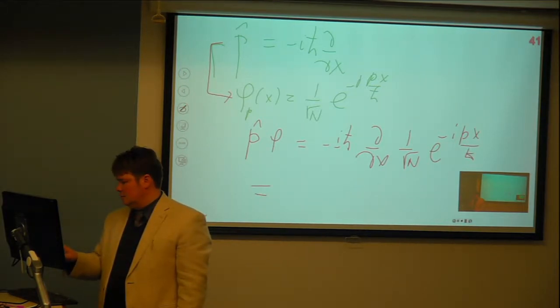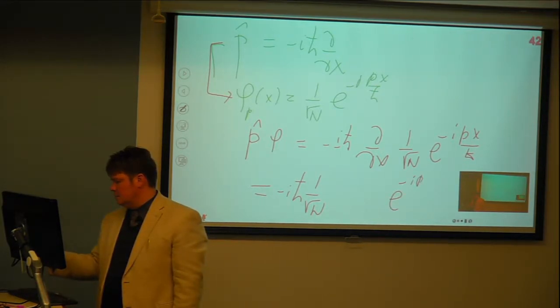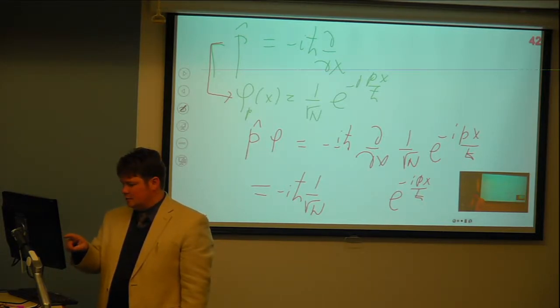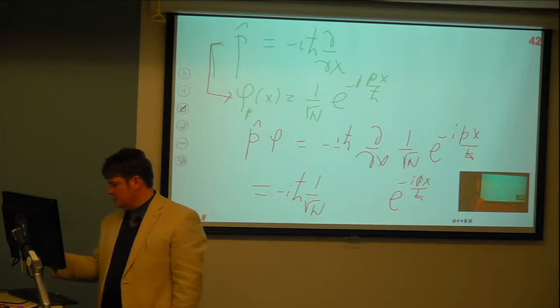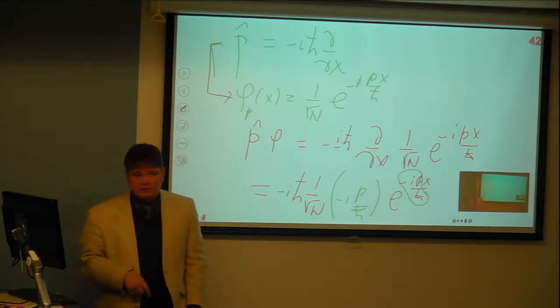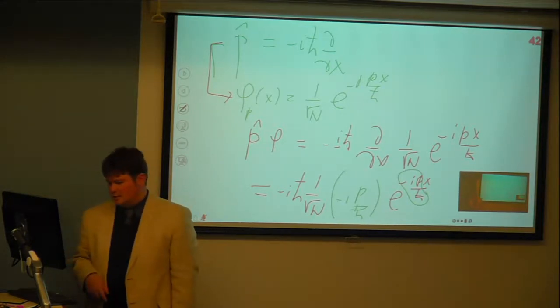So the factors go to the front. The derivative of the exponential is the same exponential. And everything except the independent variable goes as another factor in front: minus i p over h bar. Right? No errors in calculus.